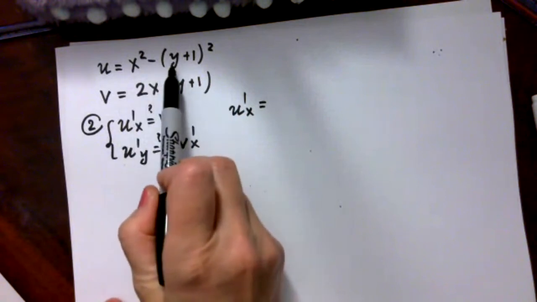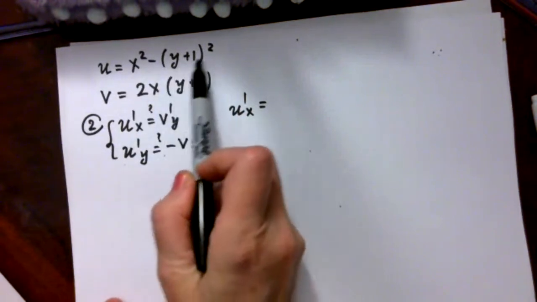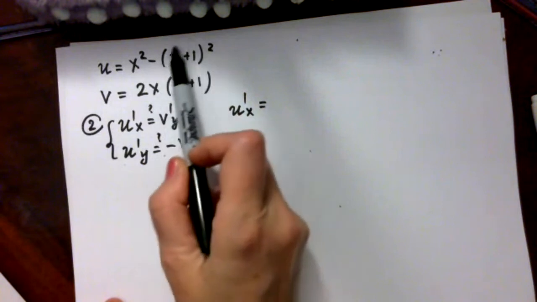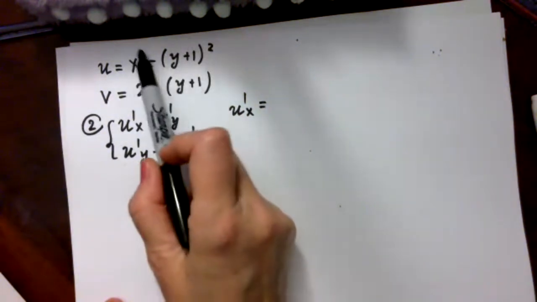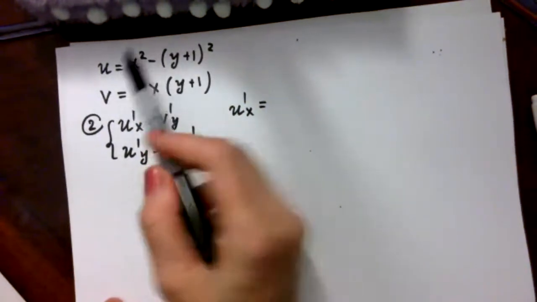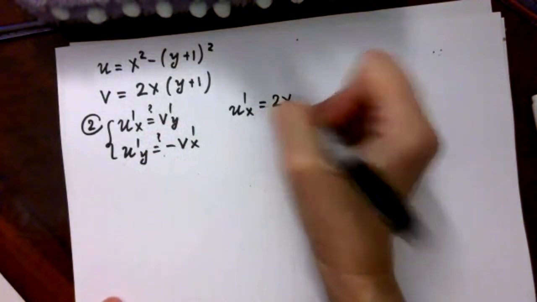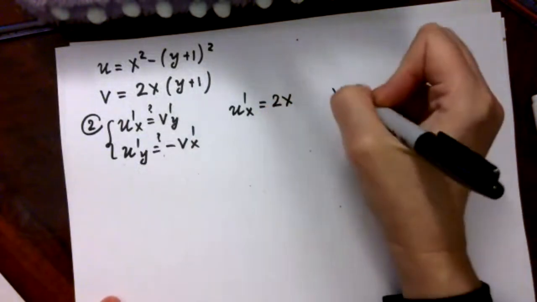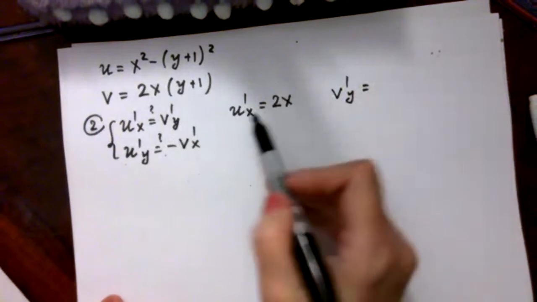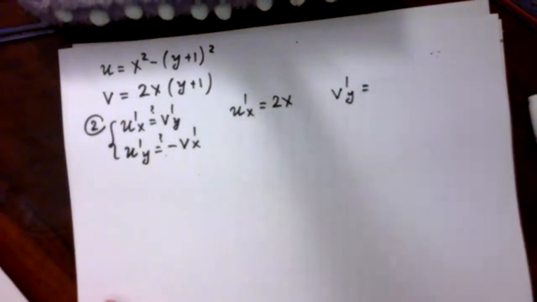So what is u prime with respect to x? We need to imagine that y gets frozen, turns into a constant. So the derivative for this term will be just zero. And you will have to calculate the derivative of x squared, which is 2x. Okay. And let's immediately calculate v prime y. It will be very convenient to compare them when they are written in the same row.